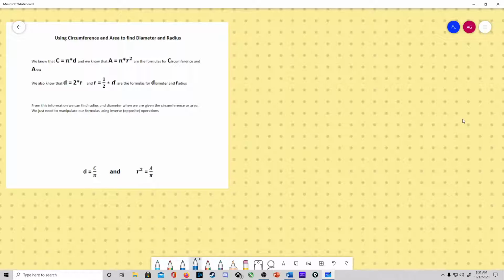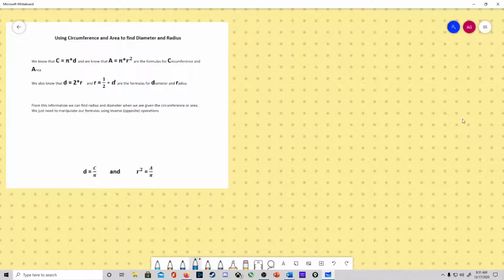If you remember, our objective is that we want to be able to use the formulas for circumference and area to solve problems in real world scenarios with circles. So we're going to continue into that objective, but now we're going to talk about how we can manipulate these two formulas using what we know to solve when we're given different pieces of information.